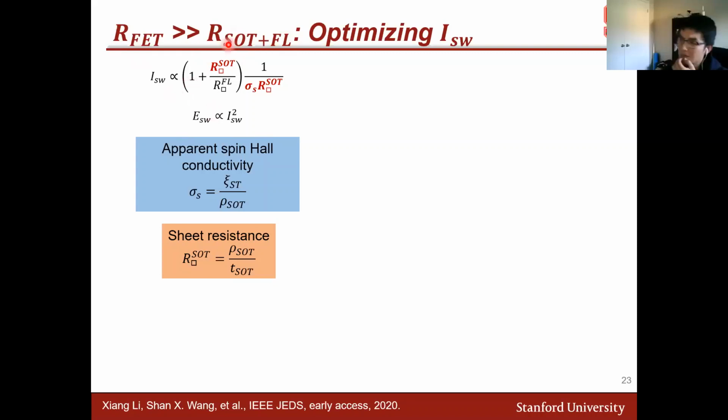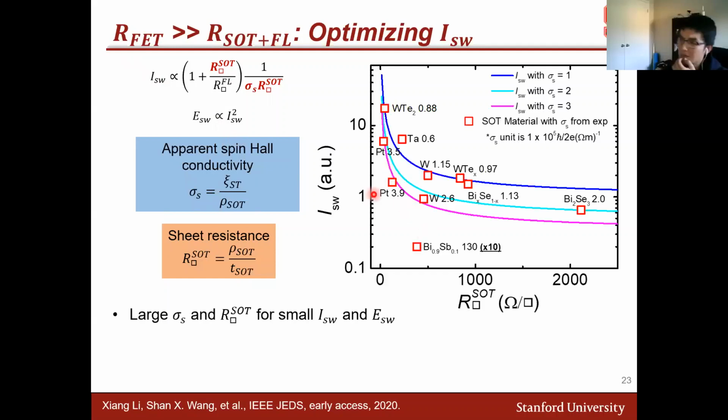So in this case, when you want to optimize the energy and the current, it's the same thing because the energy is proportional to the square of the current times the FinFET resistance. Okay, so in this case, we can use and plot this figure. So this figure tells us that the switching current is a function of the sheet resistance.